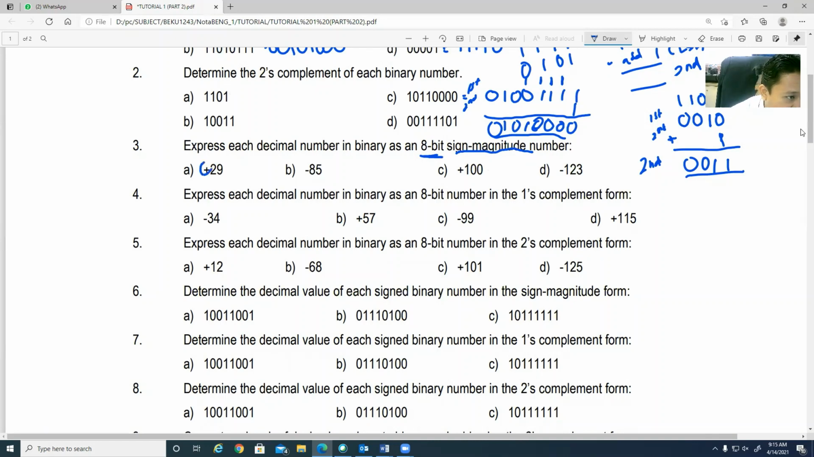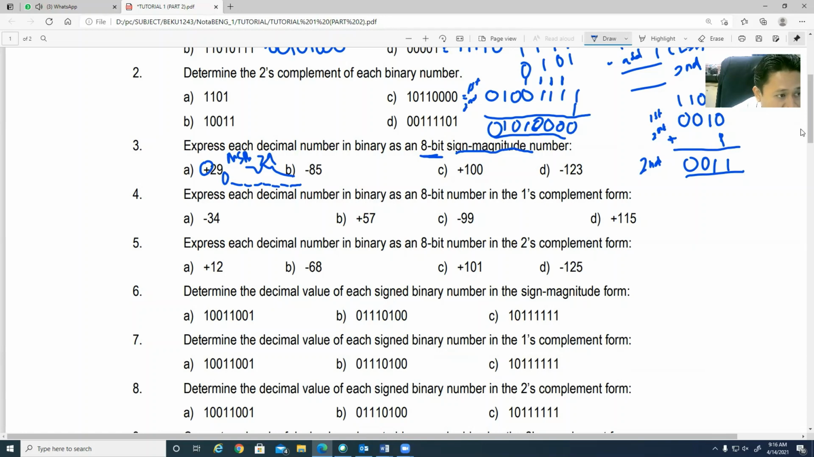This one is positive, so the most significant bit, the MSB, is zero. Then the rest will be in binary. We have eight bits: 1, 2, 3, 4, 5, 6, 7, 8. So this is the magnitude, and this is a signed magnitude number. This is the magnitude for 29.